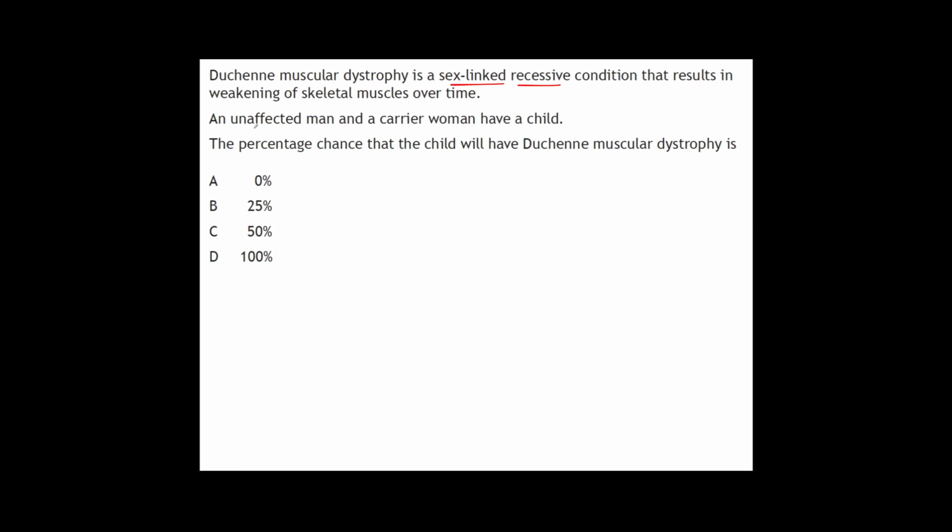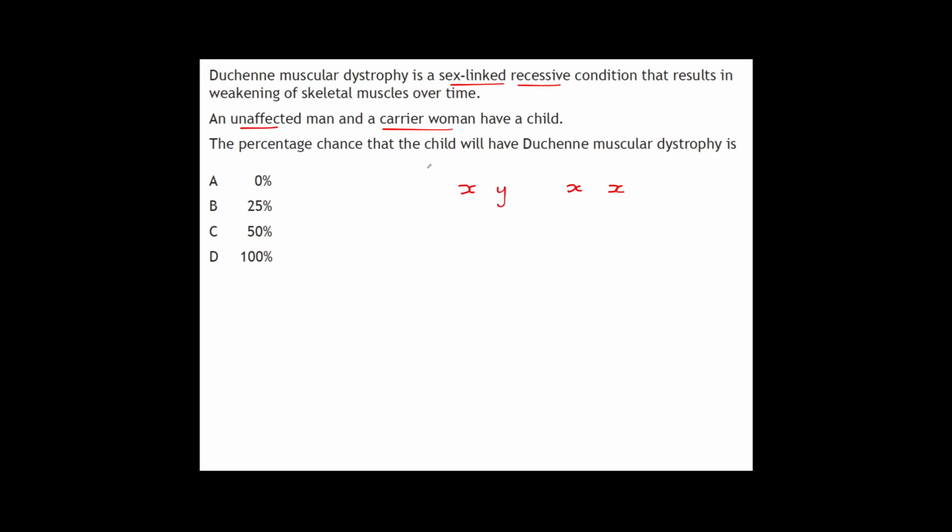An unaffected man, that's important to know, and a carrier woman have a child. The percentage chance that the child will have the condition is... Right, so when we're writing out sex-linked inheritance, we do it by, first of all, doing an X and a Y for dad, for the man, and an X and an X for the woman, okay?